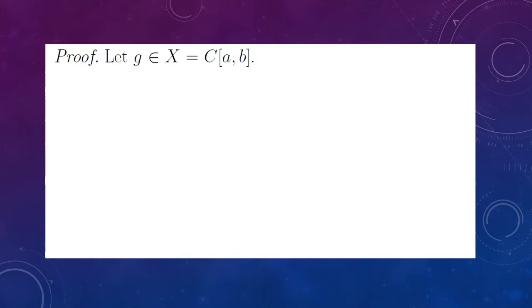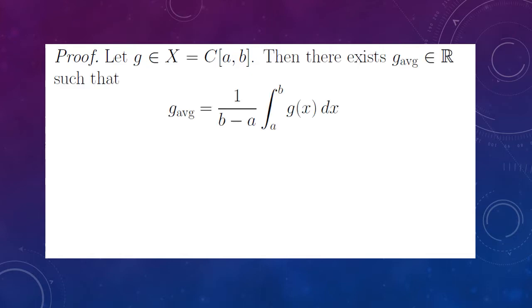So let g be in X, a continuous function. It turns out that, of course, if you remember from Calc 1, there's a g average value in R such that g average is equal to 1 over b minus a times the integral from a to b of g of x dx. Note too that g average is just a real number, right? Well, this means that if I multiply by b minus a, g average times b minus a, which is still a real number, equals the integral from a to b of g of x dx.